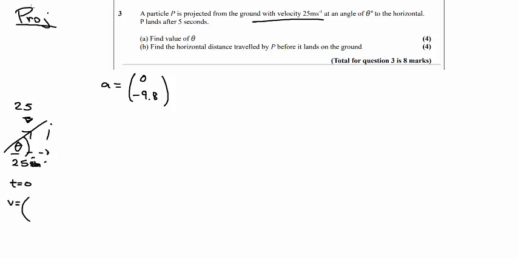Sorry, that's going to be cos, isn't it? Cos theta at the bottom and 25 sine theta. That's all we can do. So this is 25 cos theta, 25 sine theta. Okay, that's our VR0. It lands after 5 seconds, so that's going to be useful as well.